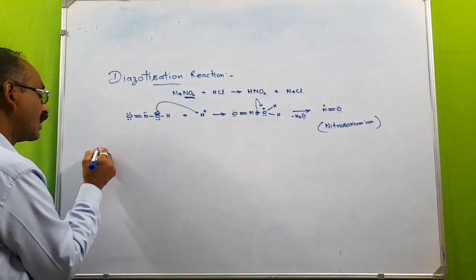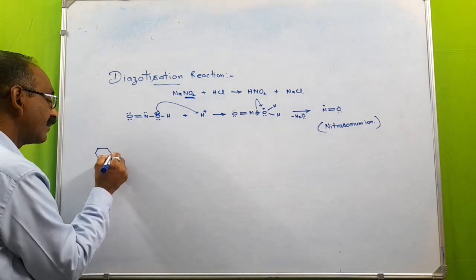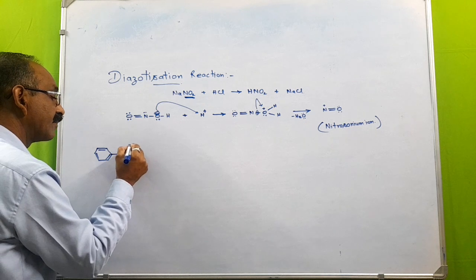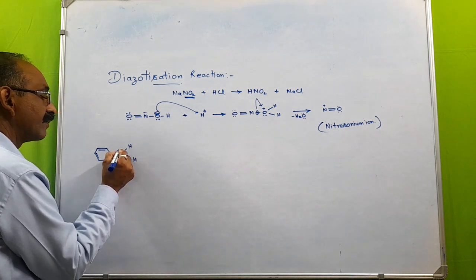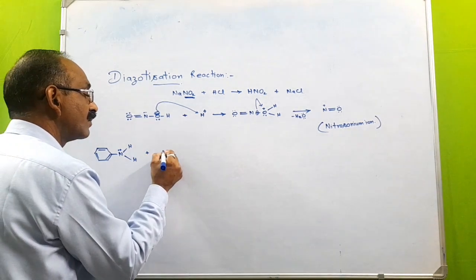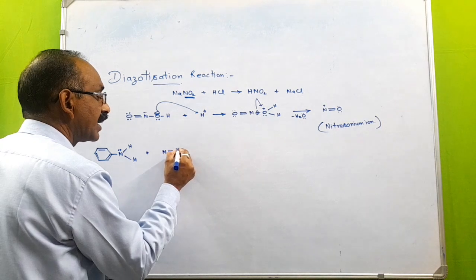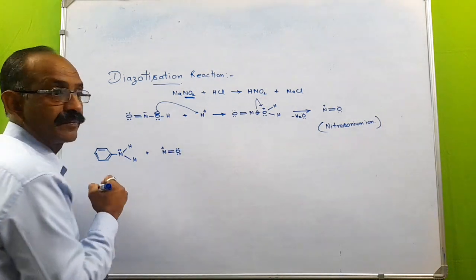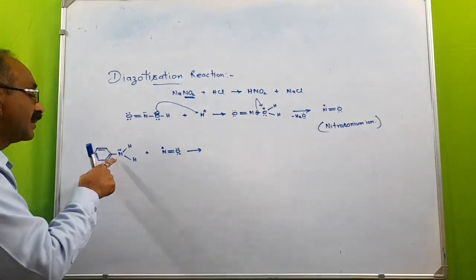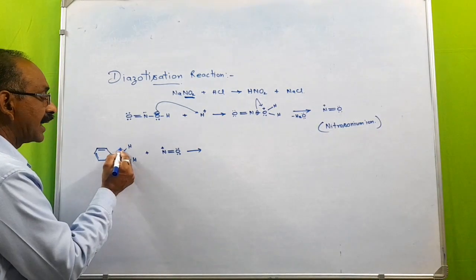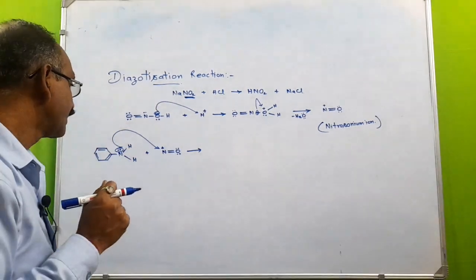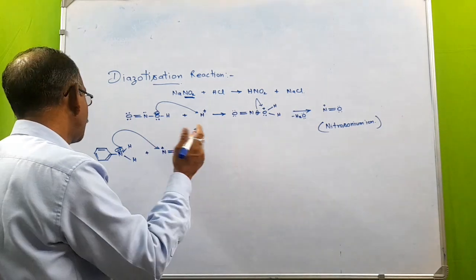Now, the other reactant was an aromatic amine. Here nitrogen has a lone pair. This nitrosonium ion is electron deficient, so the nitrogen, which has a lone pair, will donate its electron pair to the electron deficient nitrogen of the nitrosonium ion.